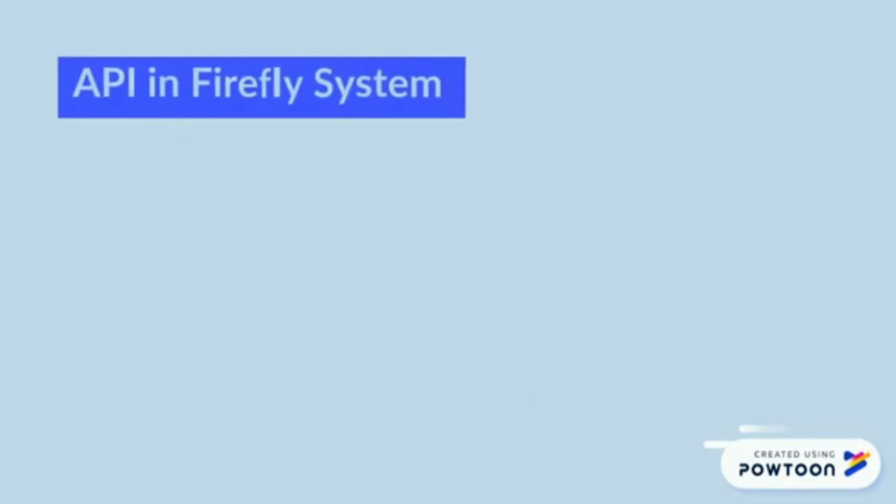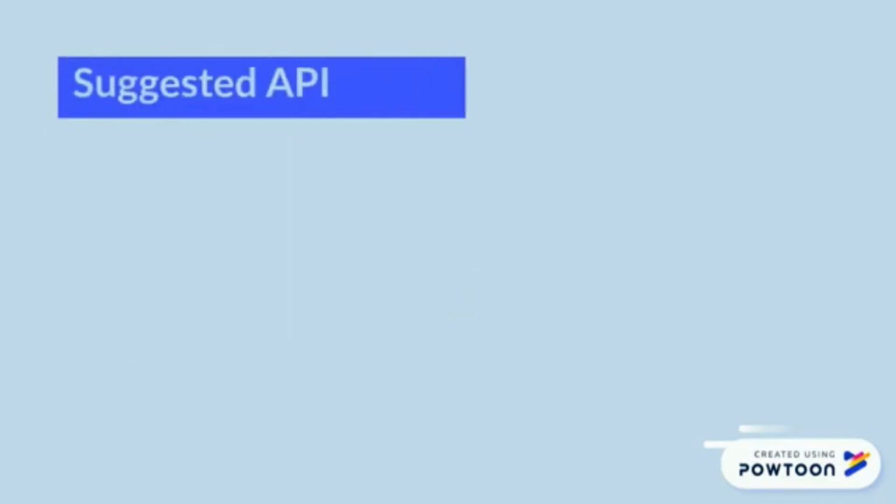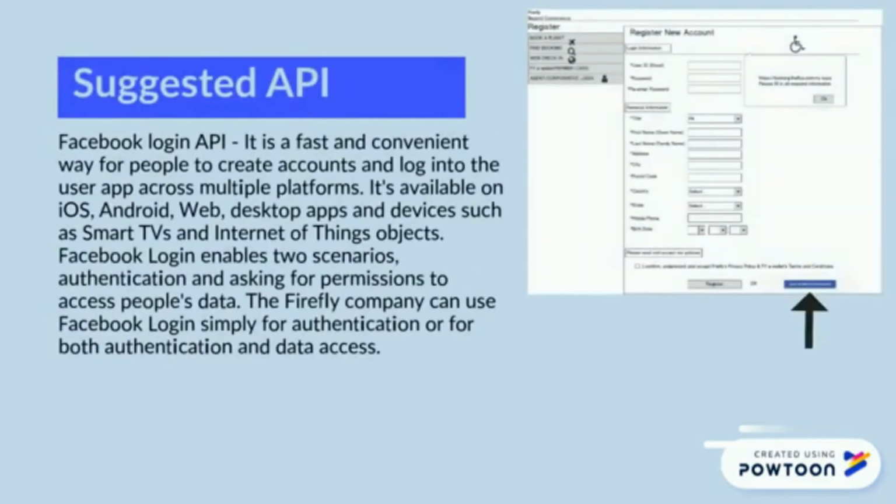The API that is being used in the Firefly system is the API key. It mainly functions as a way to identify the person making the API call, such as authenticating you to use the API. The suggested API is the Facebook Login API. It is a fast and convenient way for people to create accounts and log into the user app across multiple platforms.